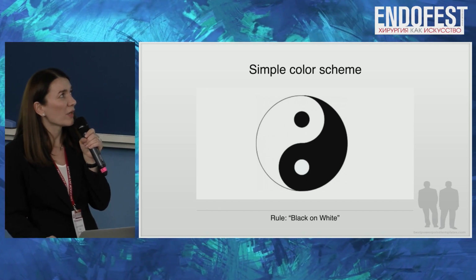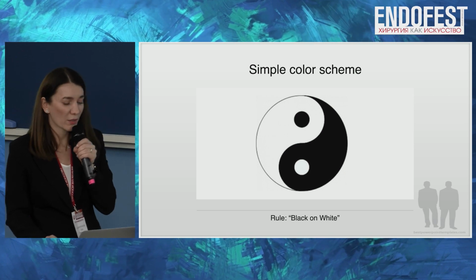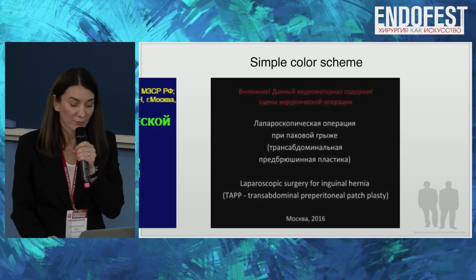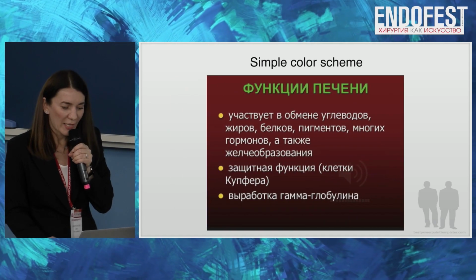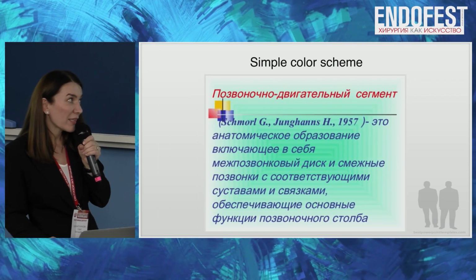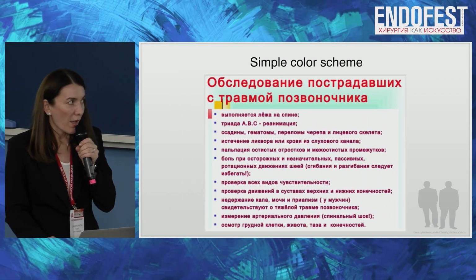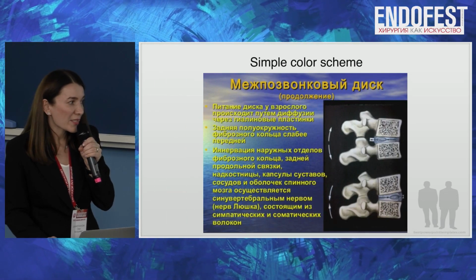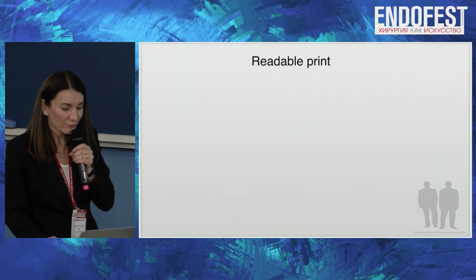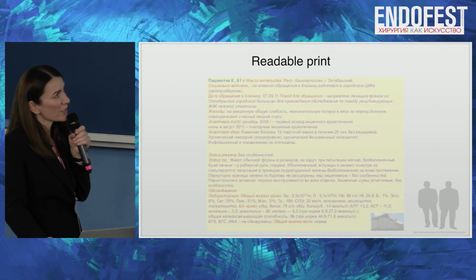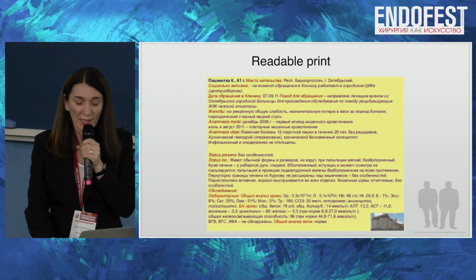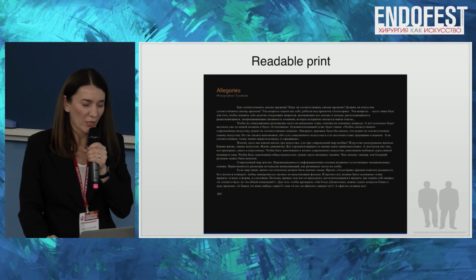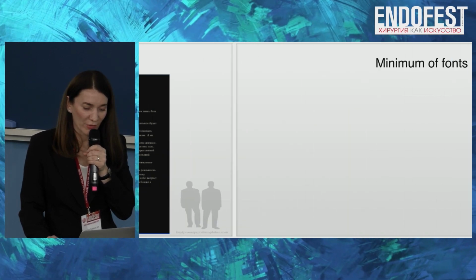And the first one is a simple color scheme. It's a rule of black on white, like here. So it's really not white on a black, and it's not green on a blue, and it's not white on the red, and not like this with a whole rainbow, or like this, and not any sunrises on the back of the slides. And we're talking about readable print. So it really should be readable, not like this one, not like this one, and even not like this, because it's really hard to read anything on this slide.